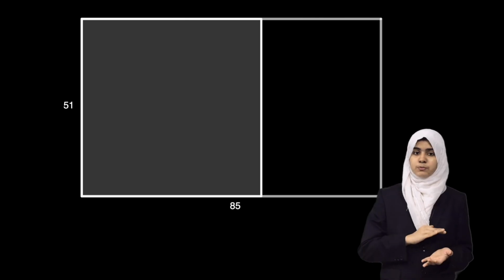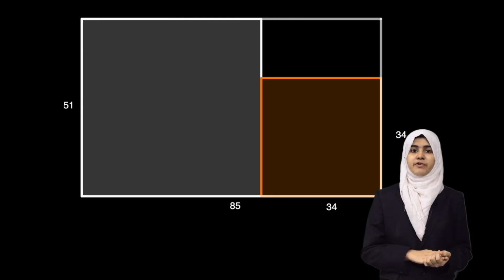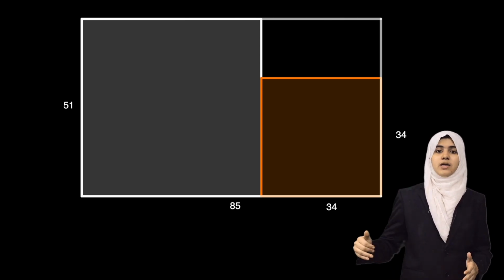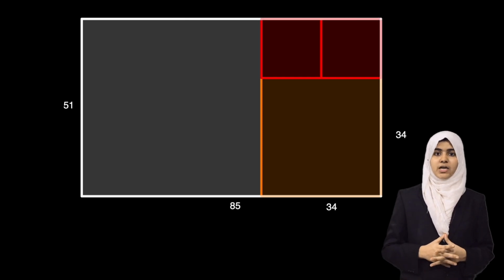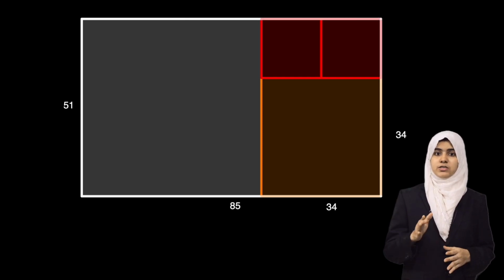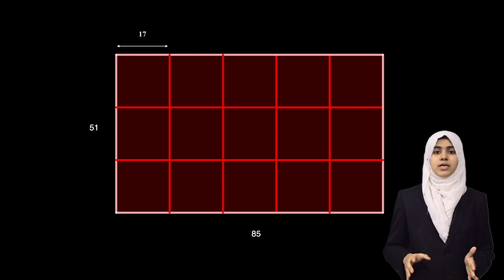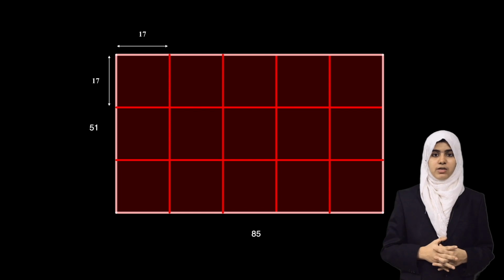Now, let us fill this portion with a square tile of size 34. Still a portion is left out. Now we have to fill the remaining portion whose length is 34 and breadth is 17. So we'll use a square tile of size 17 to fill it completely, to fill it perfectly. Here, the square tile of size 17 can fill the whole room perfectly. So, HCF is 17. This is what Euclid's algorithm says.